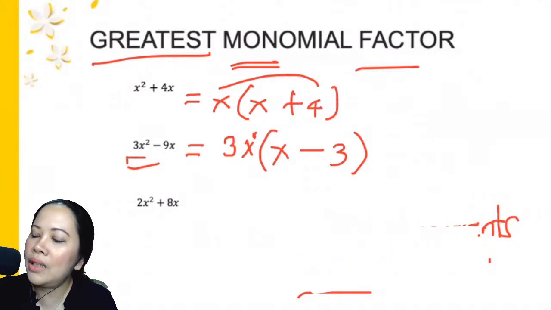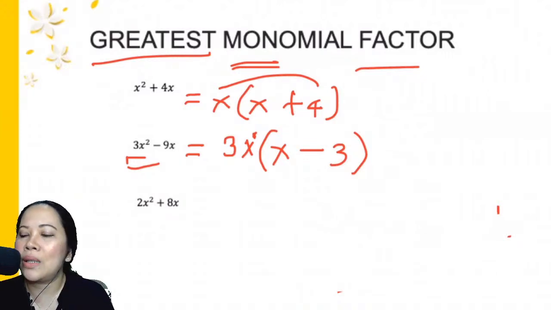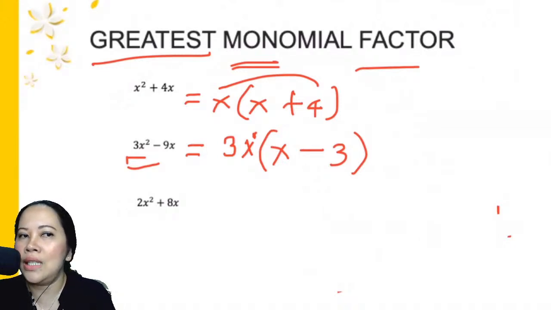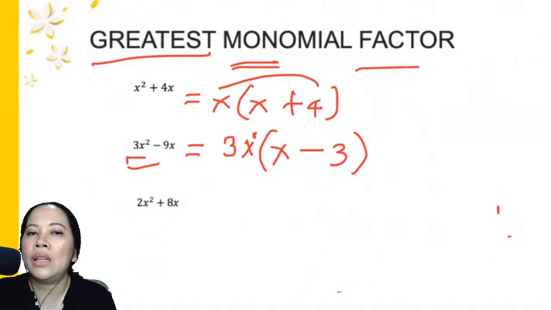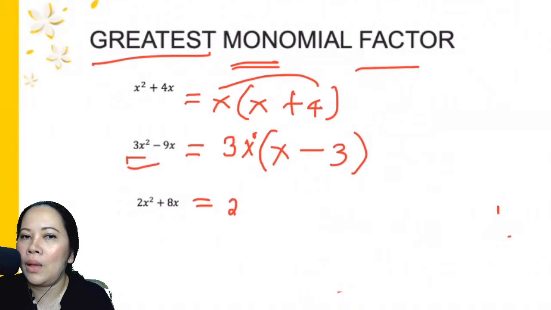Okay, let's try the third example here. You have 2x squared plus 8x. So again, the first thing that you have to do is check on the constants. The constants here are 2 and 8. So what could be the factor between 2 and 8 by which I can divide both? Okay, so dividing both, that means that the common factor is 2. So you write 2, because 2 is divisible by 2 and 8 is divisible by 2.